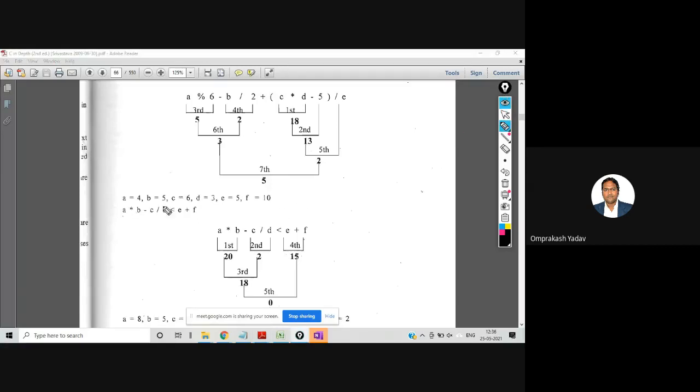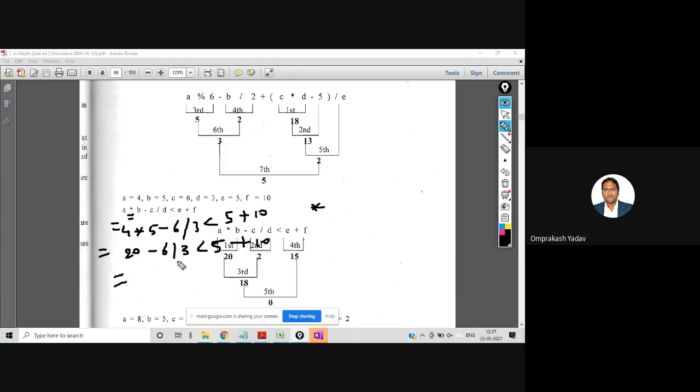Okay. So right now in this particular expression, I'll be solving the multiplication. First of all, let me put the values. 4 into B value is 5, then minus C value is 6, divided by D value is 3, less than E value is 5, and plus F value is 10. So we know that this relational operator has less precedence. First we will solve multiplication, because multiplication and division will come first. So solving this multiplication first, that is 20 minus 6 divided by 3 less than 5 plus 10.